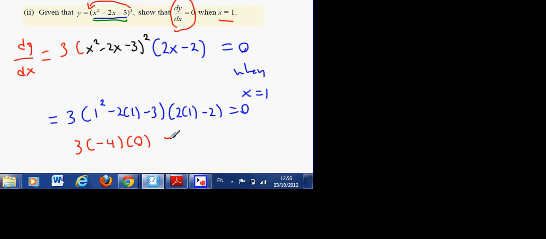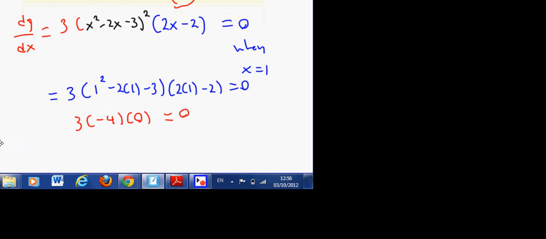How do I know that's 0? Because you have 3 multiplied by 4 minus 4 multiplied by 0. Anything multiplied by 0 must be 0. That proves your answer.